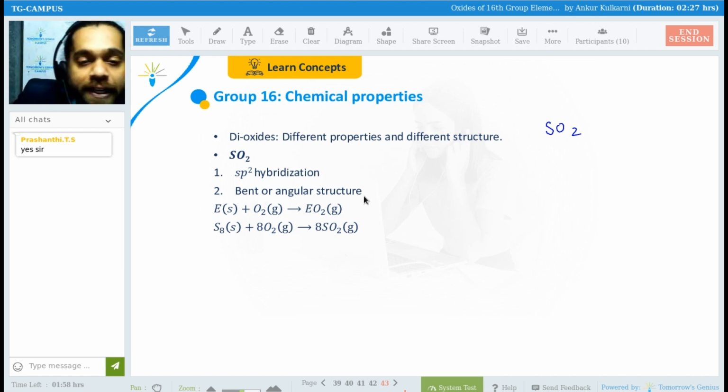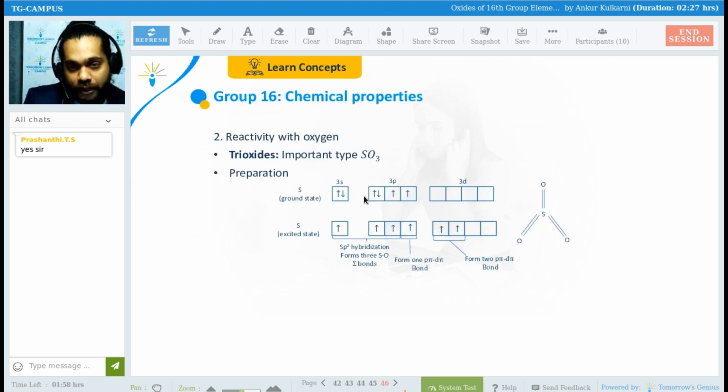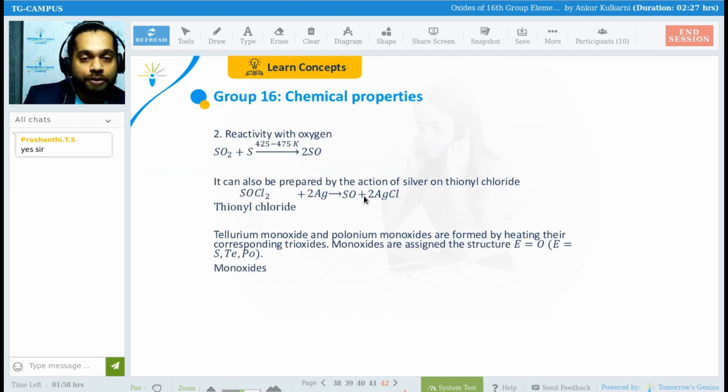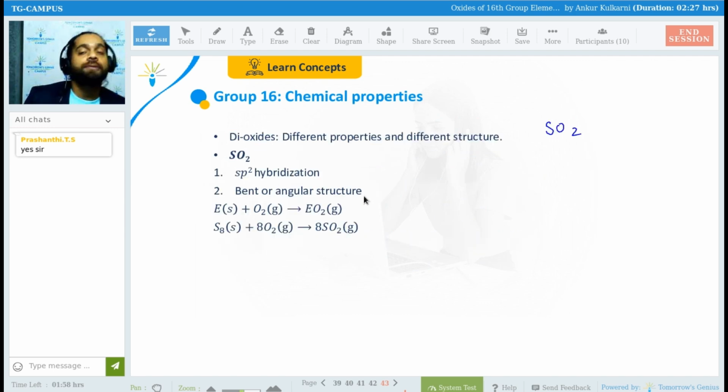Okay. So according to VSEPR, tell me. I'll tell you for SO2, you have to tell me for SO3. I have SO3 also. According to VSEPR, how do we calculate? I'm going to calculate the hybridization state of sulfur. How many valence electrons are there in the sulfur, everyone? It is just below oxygen. So how many valence electrons, Anthony, in the sulfur?